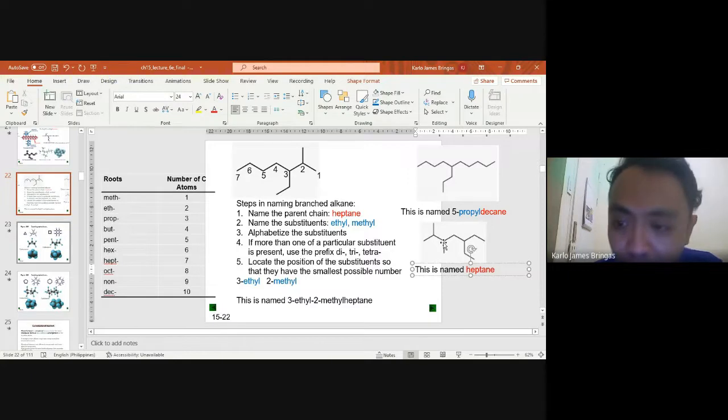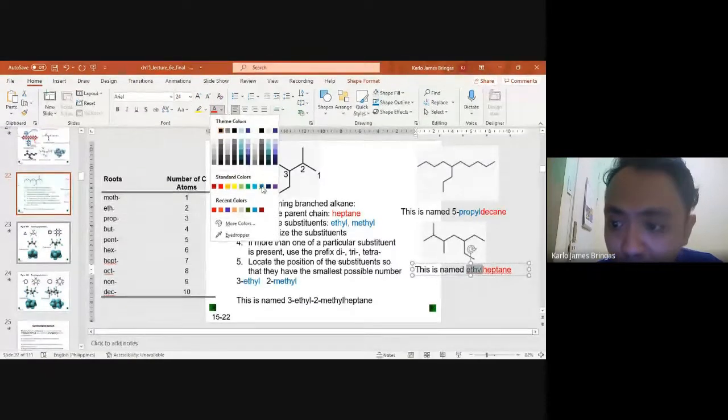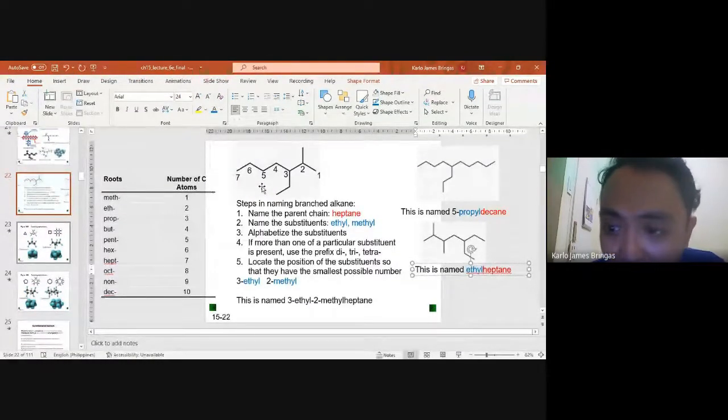So what we do is, we have to write this one as follows. Ethyl pa rin mauuna, since ethyl starts with E. And since meron tayong dalawang methyl, ito siya is methyl, this one is also methyl, we have to call this one as dimethyl.